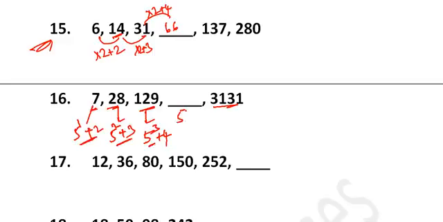So here it will be 5 power 4 and it is added by 5. 5 power 4 is nothing but 625. 625 plus 5 is nothing but 630. 630 will be our answer, friends. Then go through the 17th problem.